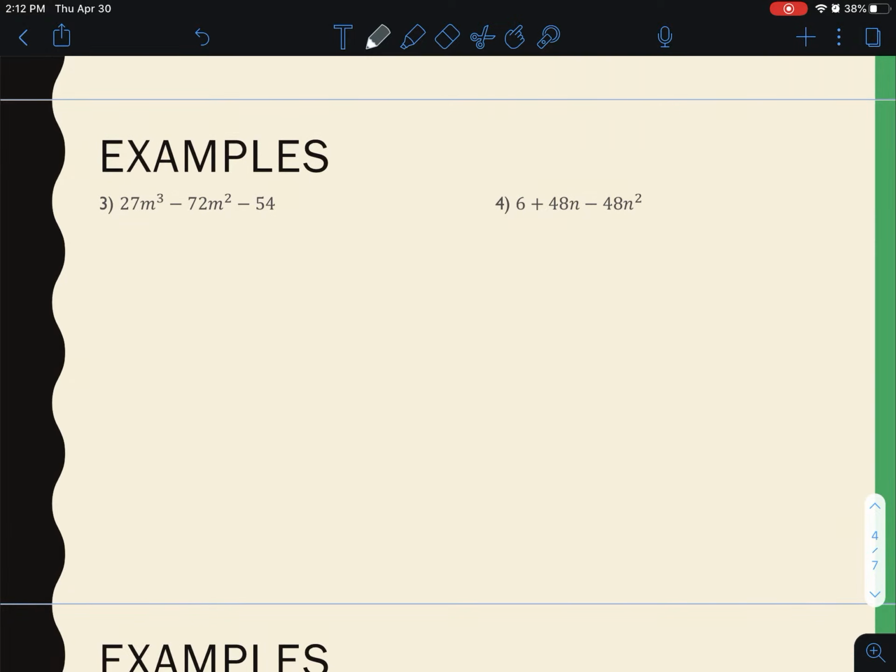All right, number 3, got 27m to the third minus 72m to the second minus 54. So I'm going to look at my smallest number, 27. Factor pairs of 27, 1 times 27, 3 times 9, and that's it. So I'm going to start with 27 first.